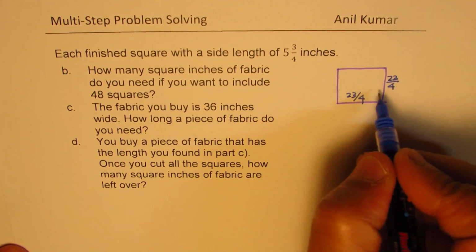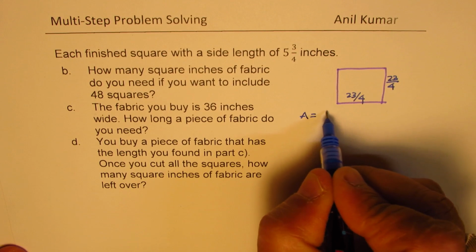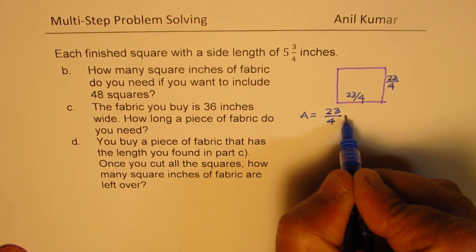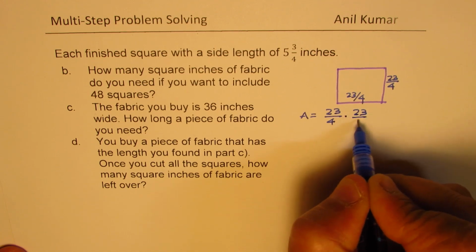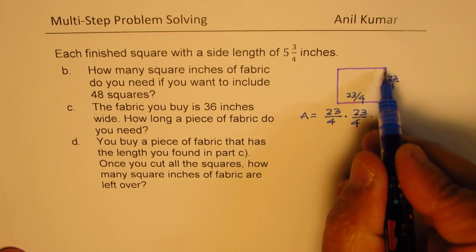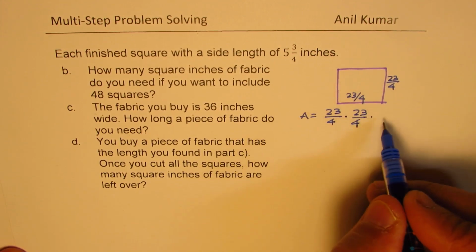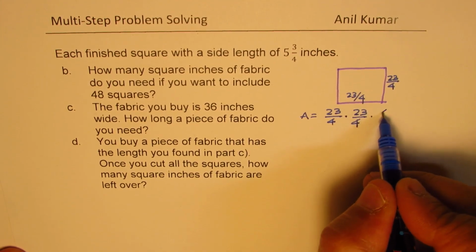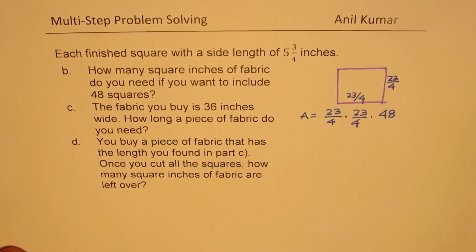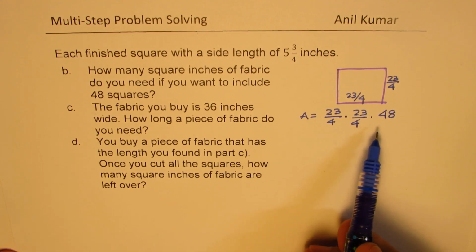So when you multiply, you get area equals 23 over 4 times 23 over 4, correct? And that should be multiplied by 48, because there are 48 such squares. Each square has this much area, so that becomes your solution.